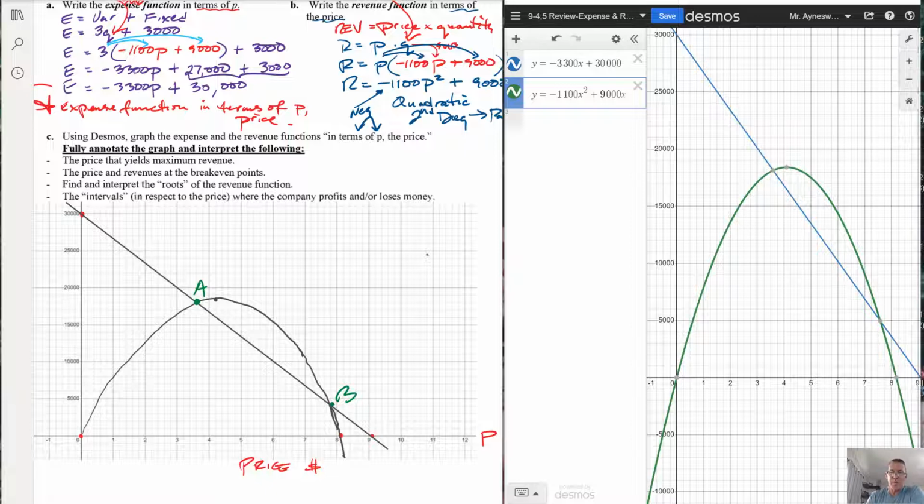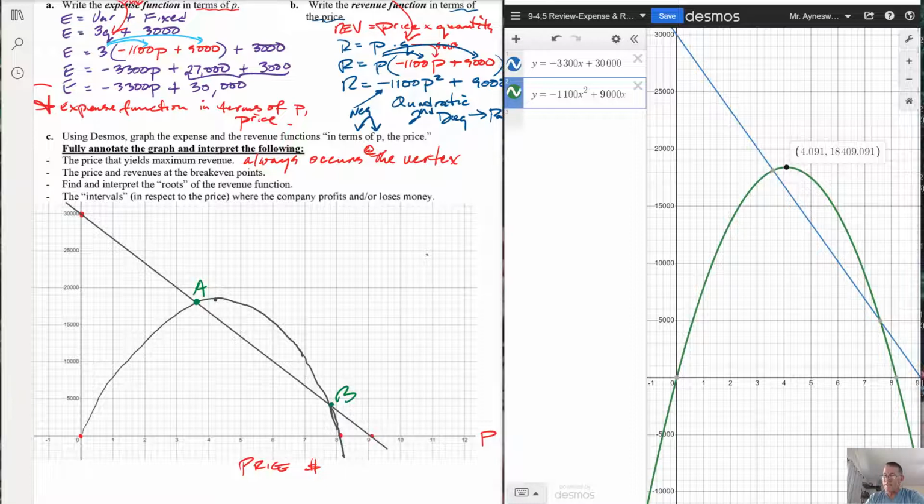In part C, we want to figure out what price yields the maximum revenue, and that always occurs at the vertex of the revenue curve. This revenue curve opens downward, so it has a maximum at 4.09. Roughly when the price is set at $4.09, we get a maximum revenue of roughly $18,409 and 9 cents.